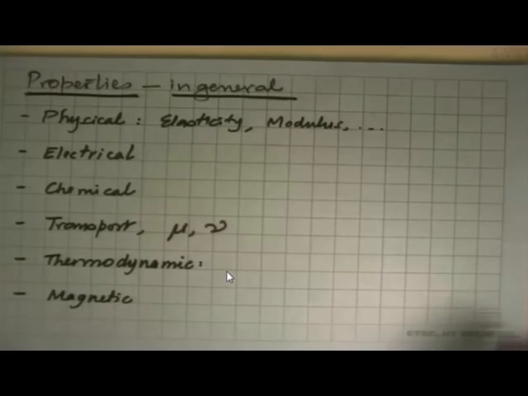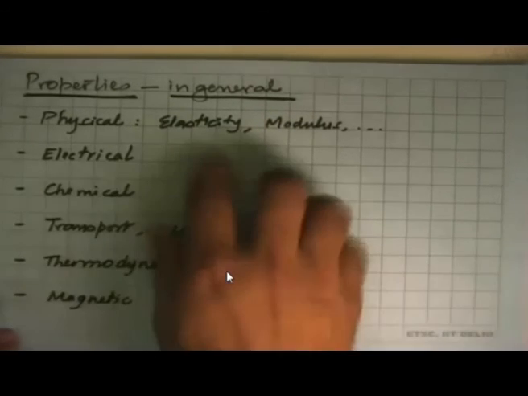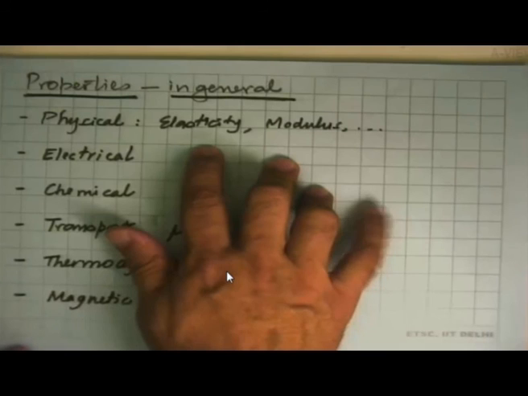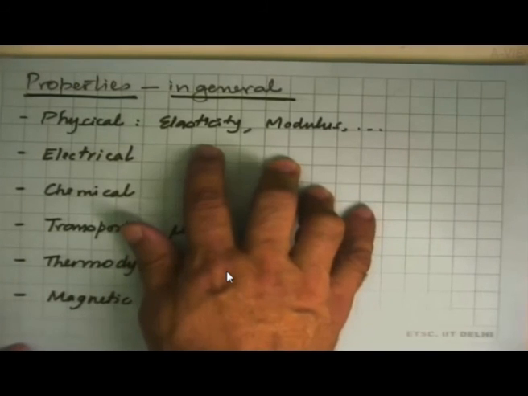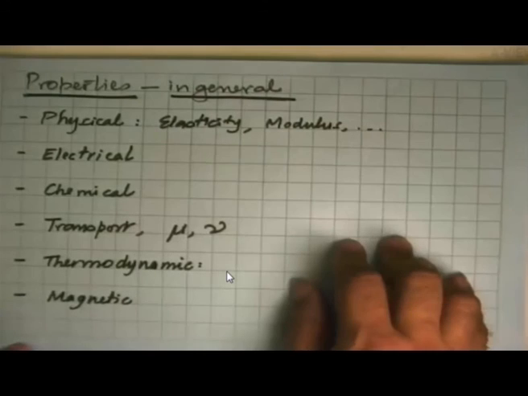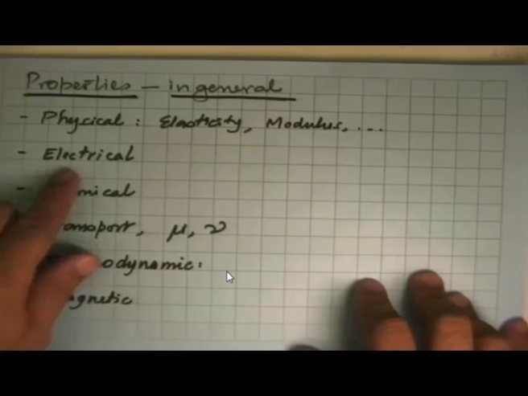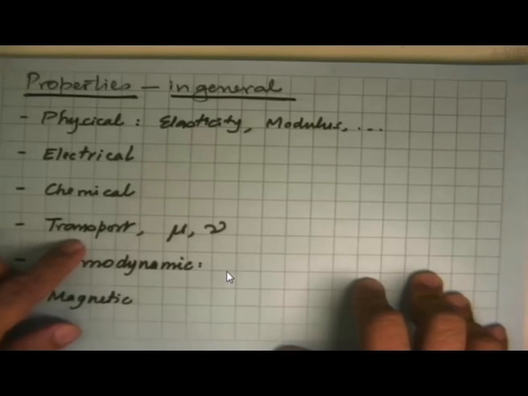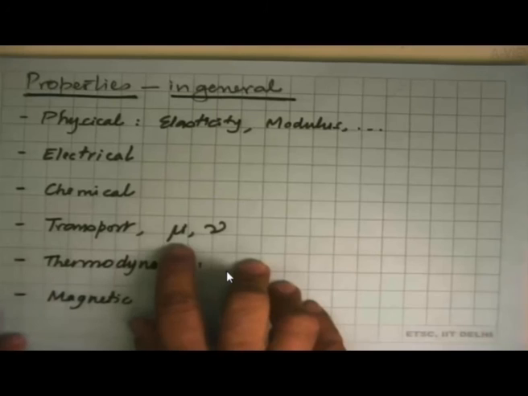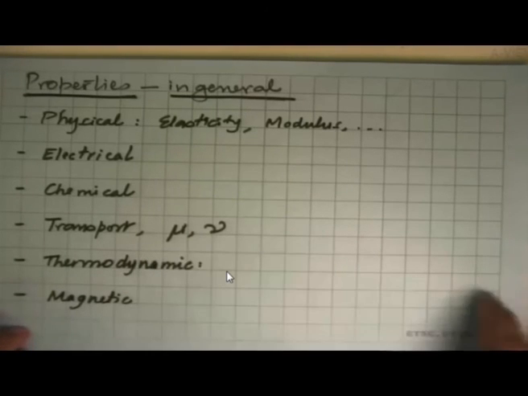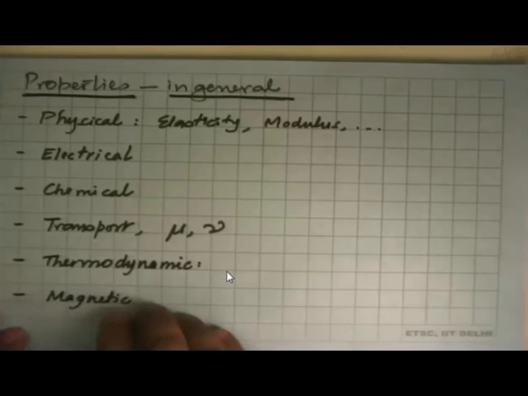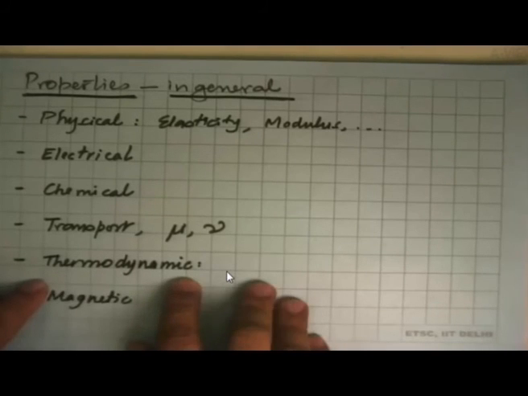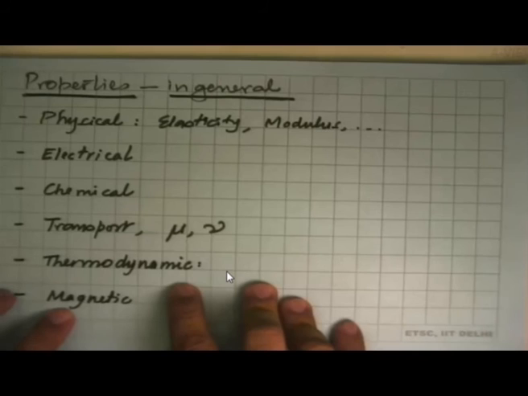We could have physical properties like what you would have come across in solid mechanics or in strength of materials, things like elasticity, modulus, those types. Or there could be electrical properties, resistivity, like that. Chemical properties, that is reactivity. Transport properties, that one comes across in fluid mechanics, main ones there being the viscosity. And then we have thermodynamic properties and also say magnetic properties.